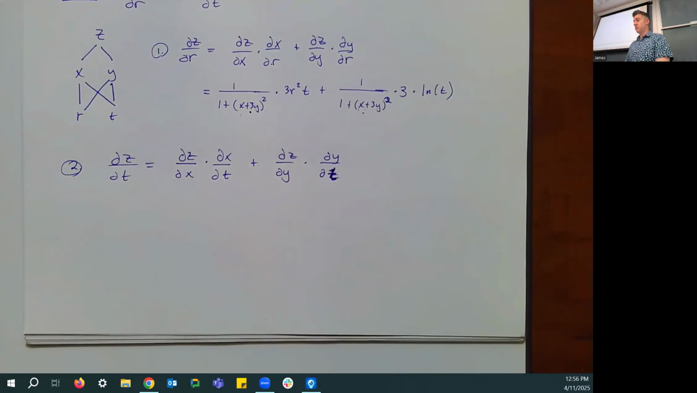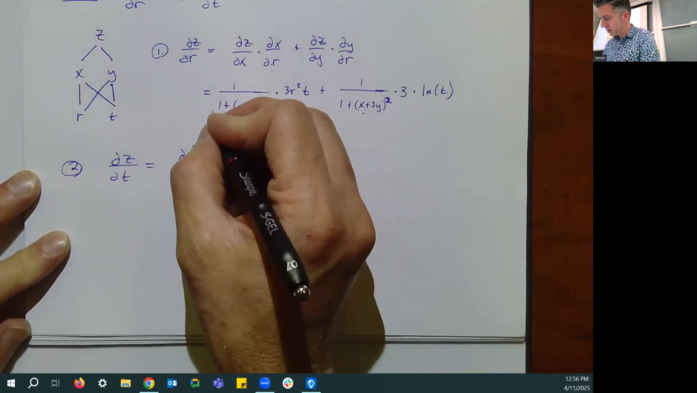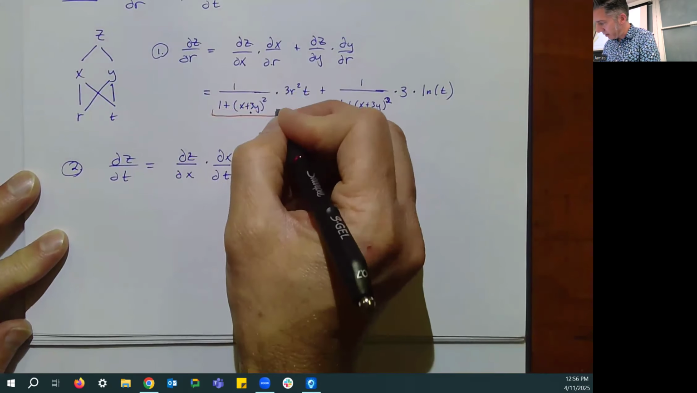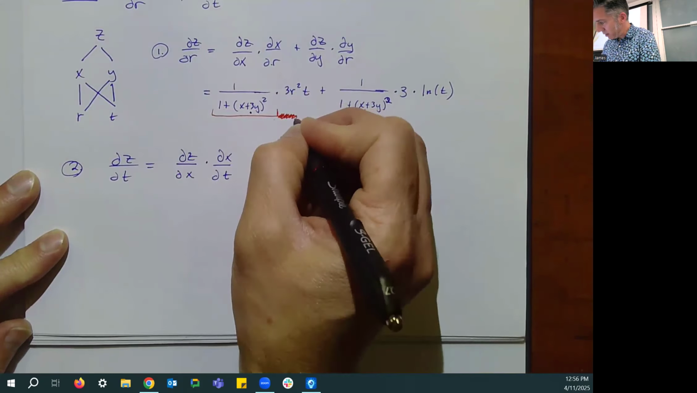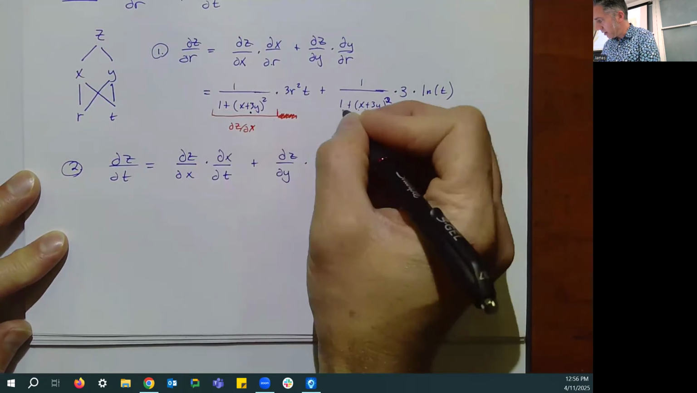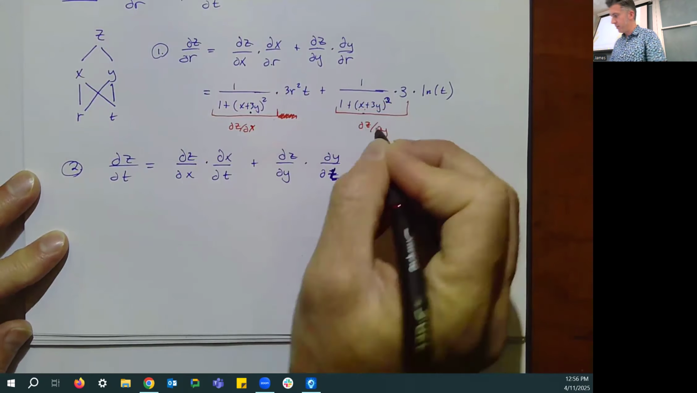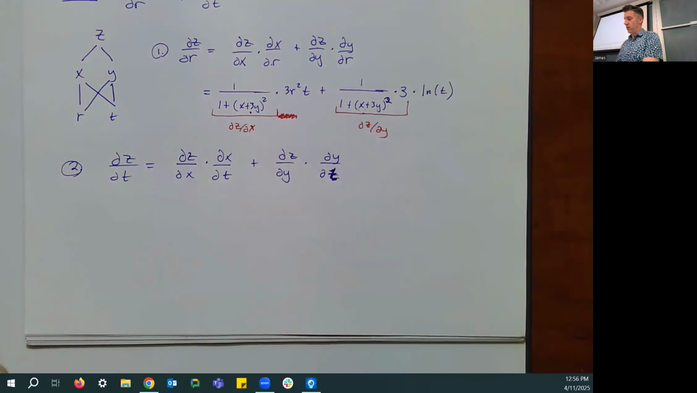The nice part about this is half of the problem is already done for us, right? This piece here and this piece here. This here is already our del z del x. And this here, including the 3, is already our del z del y. So half the battle's already done.